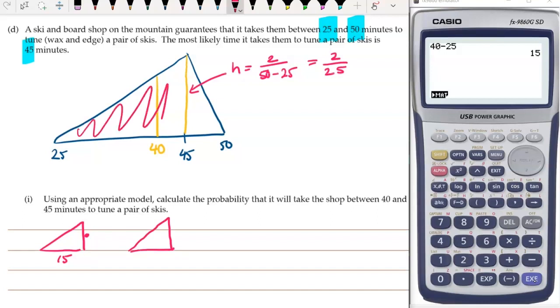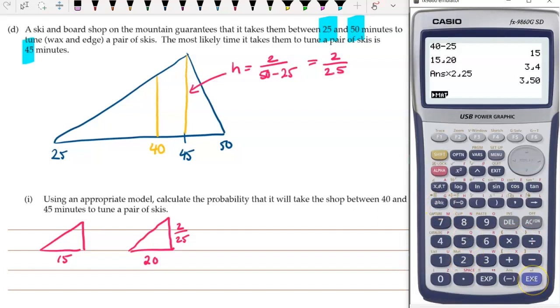Okay, the bigger triangle. So if we do all the way up to 45, so 25 to 45 has a base of 20, and this height is 2 over 25. Now 15 out of 20 you can see is 3/4. So this height that we're looking for on the smaller triangle will be 3/4 of 2 over 25, because it's going to reduce by the same amount. Now that's 3/50ths. Wonder if that's a nice decimal. Yes, it is. So this one is 0.06. 2 over 25 instantly is 0.08 if you prefer to work in decimals.